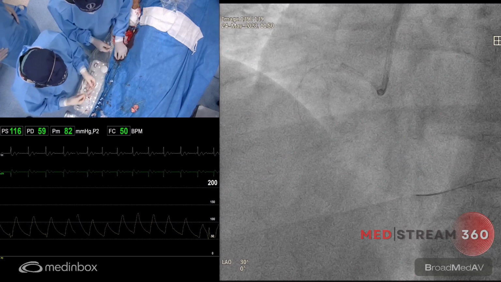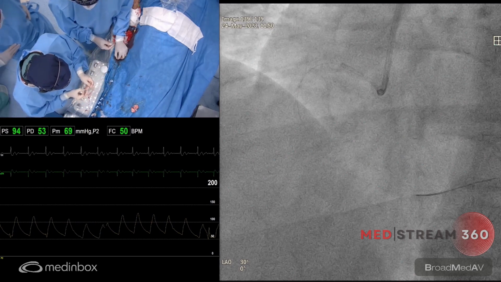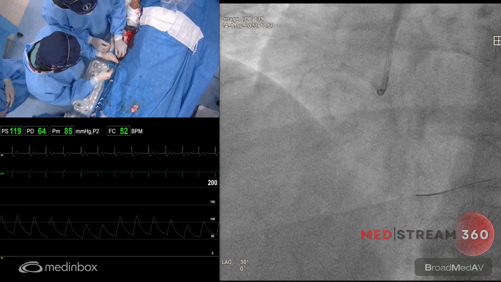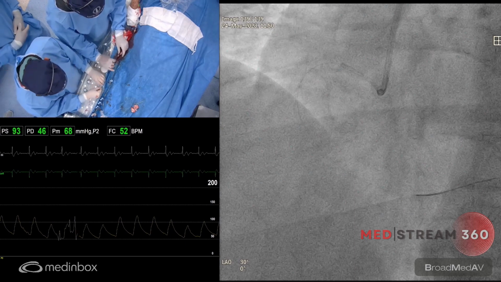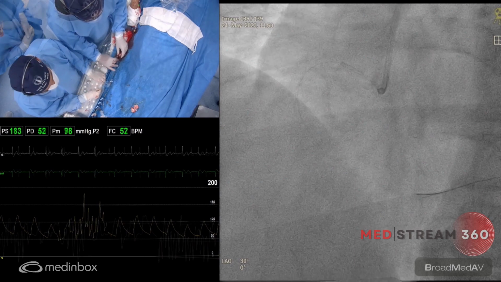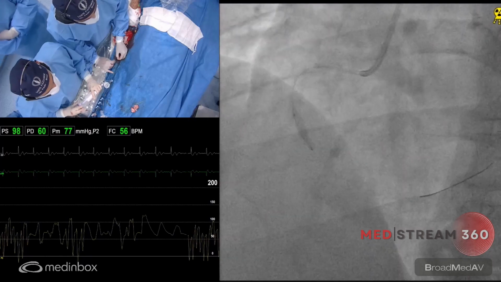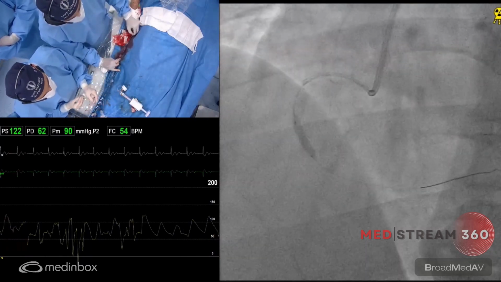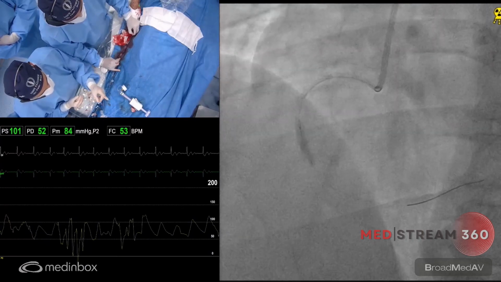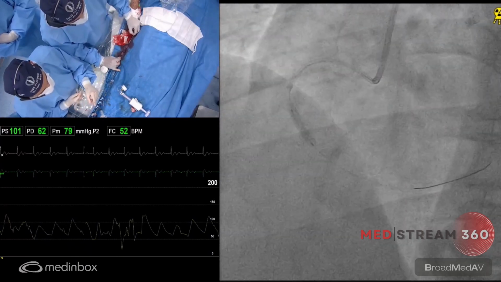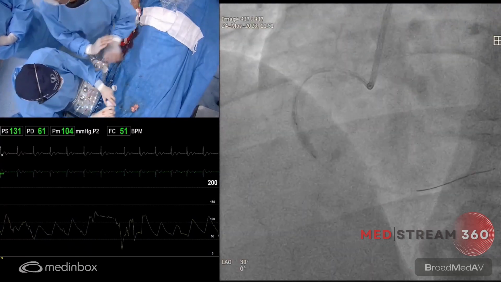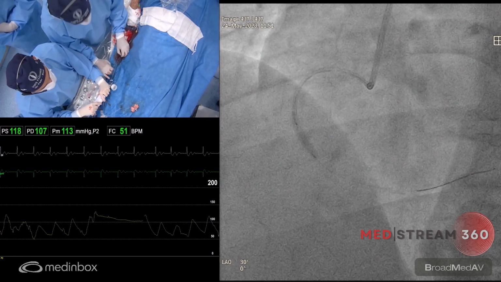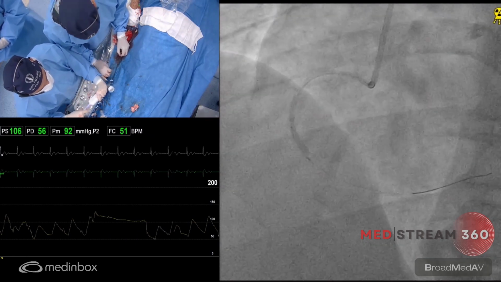So now Rodolfo is bringing a 3.5 balloon. 3.5 by 15. Okay, good. So the balloon is distal, and he's advancing the catheter now. Is that right? Okay, good. This is a very elegant problem-solving demonstration. Stent now.